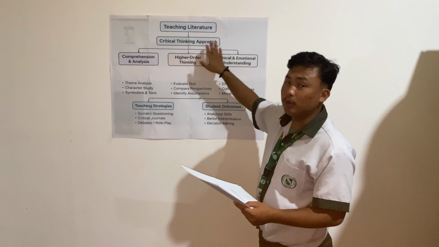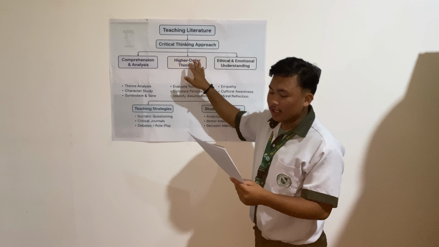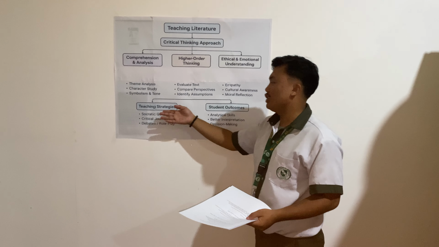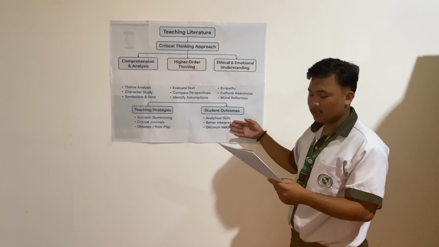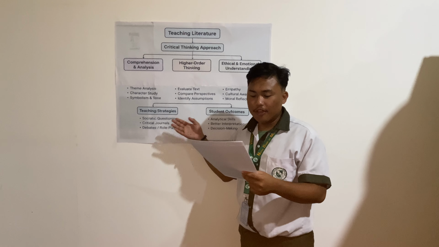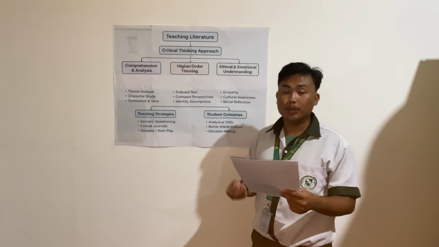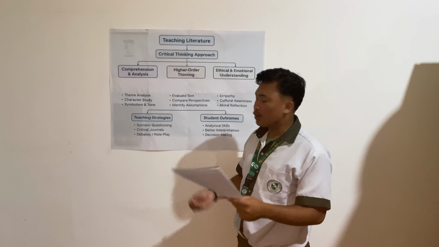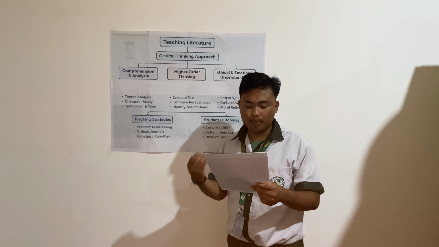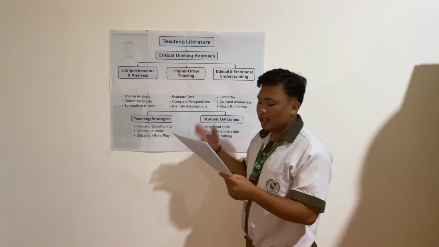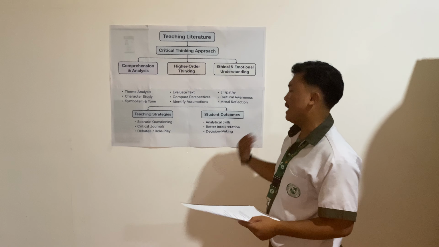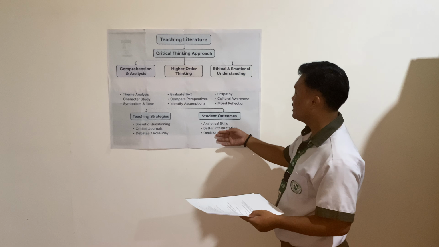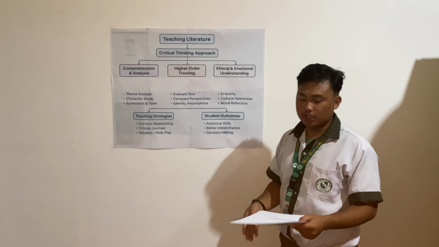So overall, this tree is very important in teaching literature in order for them to achieve the critical thinking approach. And also these three learning areas lead into the final components. We have the teaching strategies and student outcomes. For the teaching strategies, these are the classroom techniques used to promote critical thinking, like Socratic questioning, critic journals, debates, and role plays. These strategies support all three major learning branches. And lastly, student outcomes. We have analytical skills, better interpretation, and decision making.